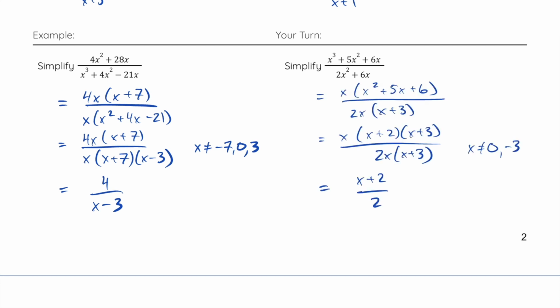And in this case, I get x plus 2 over 2, as long as x is not 0 or -3. So when simplifying rational expressions, you're looking for things that will divide out in both the numerator and denominator, divide to 1, and that way you can simplify more. Make sure you always include the values that need to be excluded.